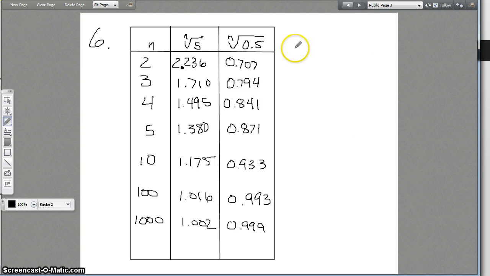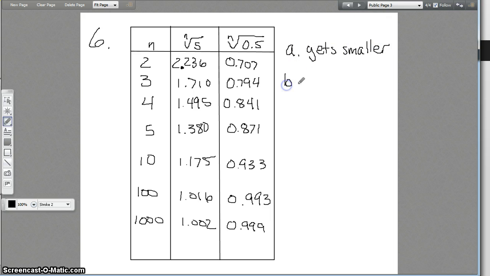Okay, so question A wants to know, what happens to the nth root of 5 as n gets larger? So what's happening? We have 2.2, 1.7, 1.5, 1.4, 1.2, 1.0. What's happening to the value of the nth root of 5? Well, it looks like it's getting smaller. So I'm going to say gets smaller.